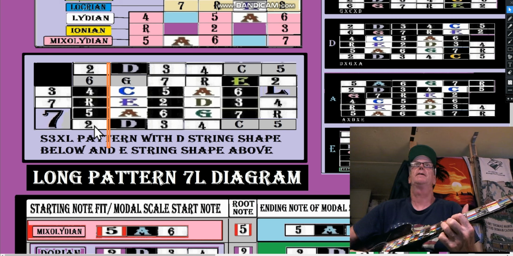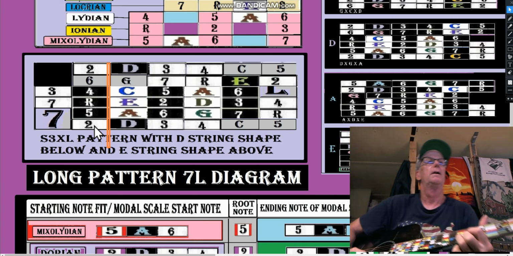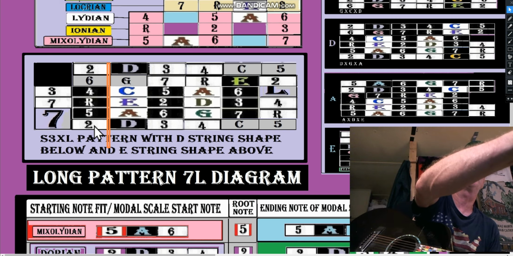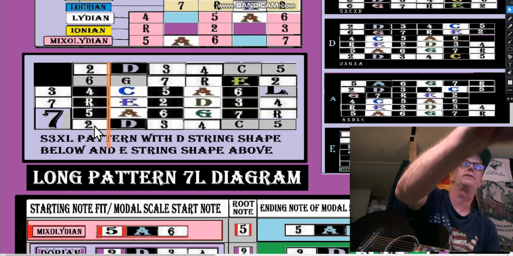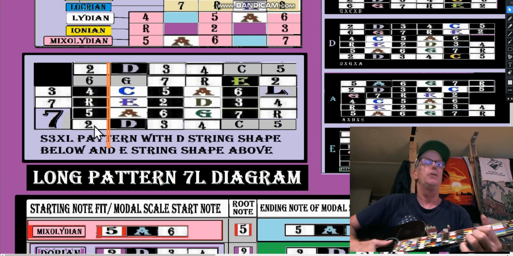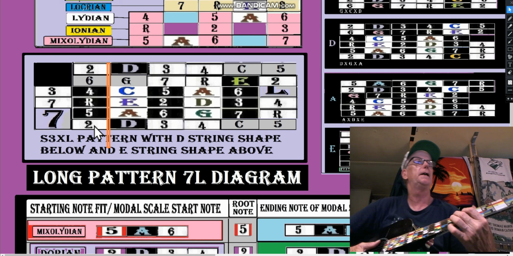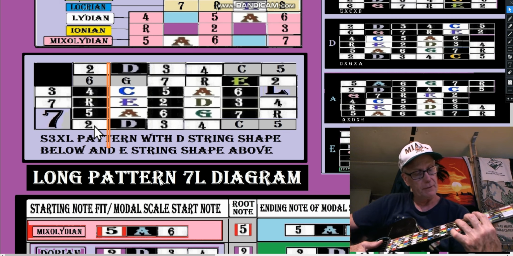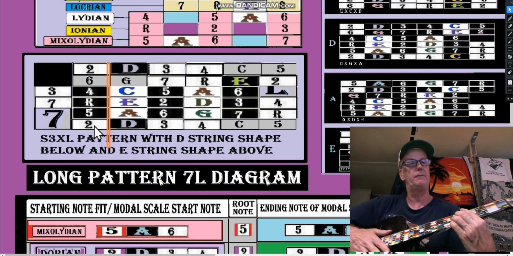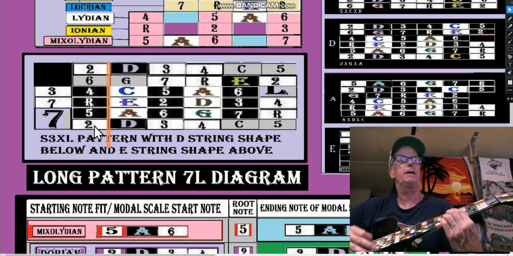There's the D. Okay, and of course we look at the 1, 4, 5. We got the D shape, goes to the fourth, which is a G shape, and the fifth is an A shape. That's shape fitting. So the fourth of D is G, and the fifth of D is A.